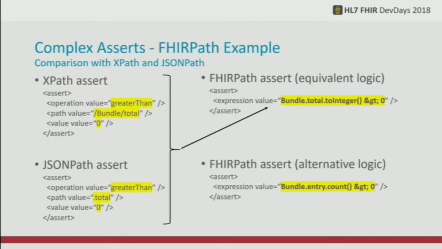Well, bundle total, if you look at the FHIR specification, is actually an optional element. So the search set bundle doesn't have to give total as a value. Generally, I do think that it should be there, but it's not a requirement. The cardinality is 0. So I could actually do an alternative logic here that is more guaranteed to work, which is bundle.entry with a count function. Because that's where all the results are going to be in the entry list of the bundle. And I can simply count them and then make sure I have at least 1 greater than 0. So that's just an example of comparison of XPath, JSONPath, and FHIRPath as what you might do.